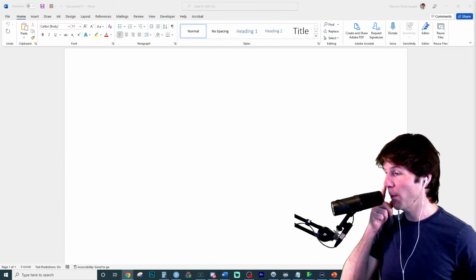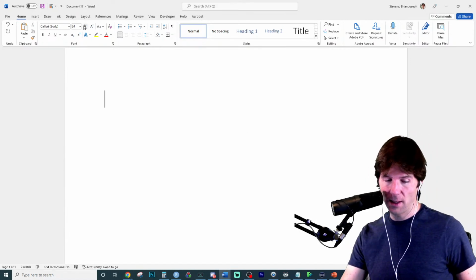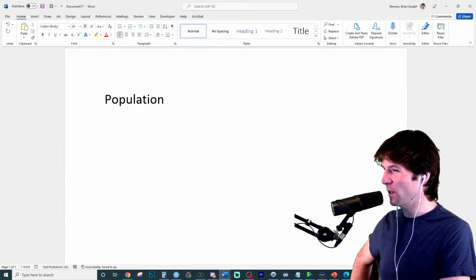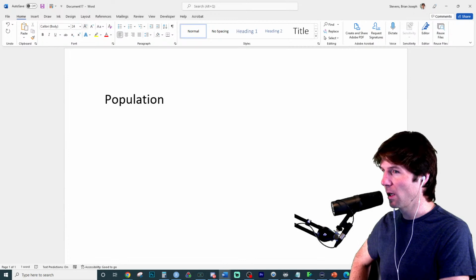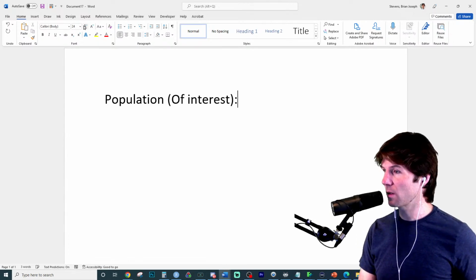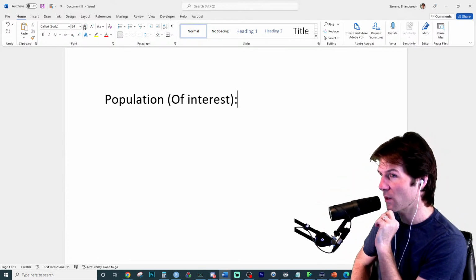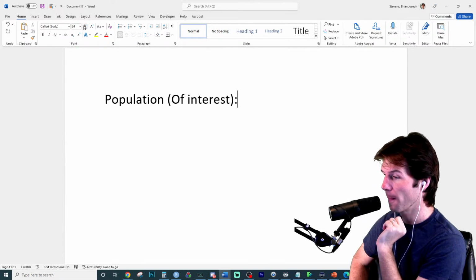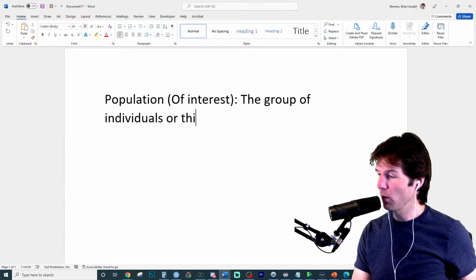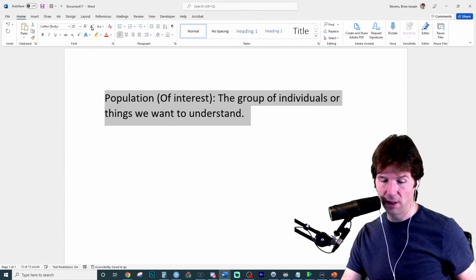Okay, so when we talk about population parameters, what is a population? Does anyone know what a population is? Help me out here. Sometimes it's called a population of interest. So this would be the group of individuals or things we want to understand exactly. So that's what we call it, a population of interest.